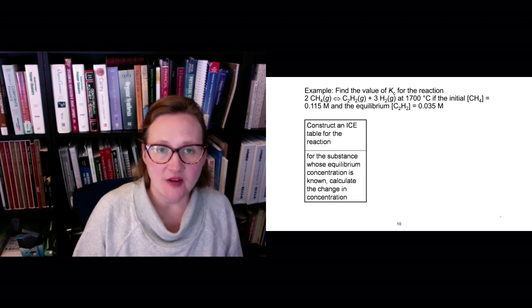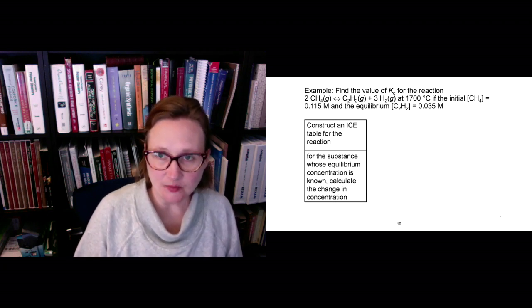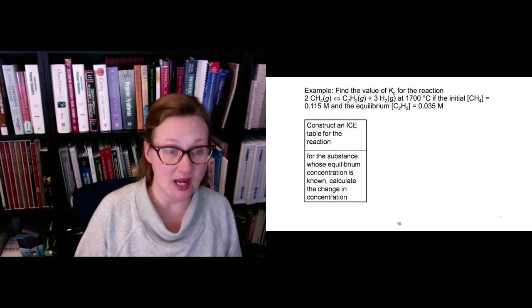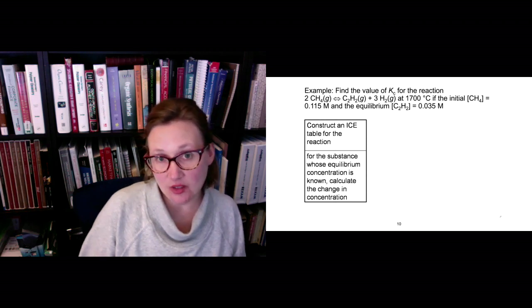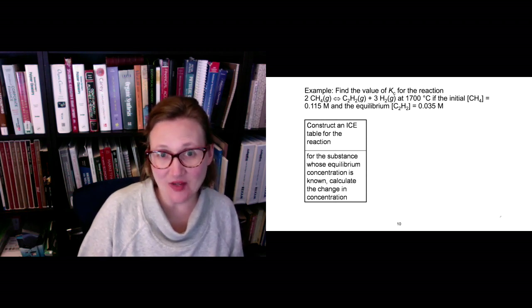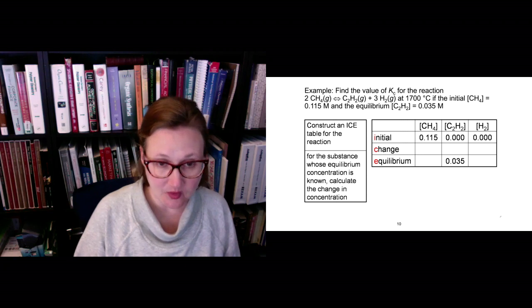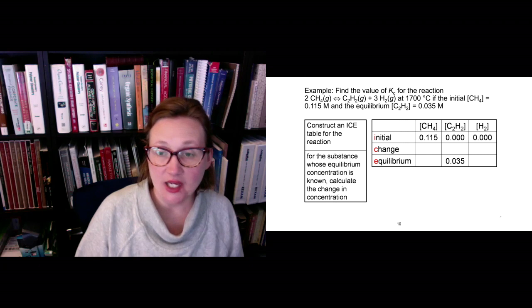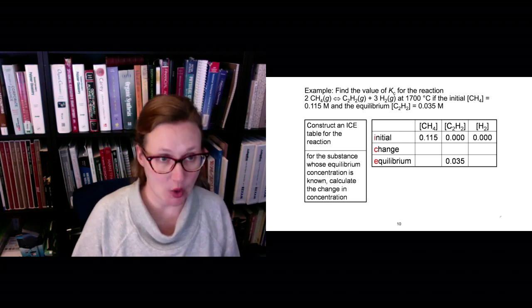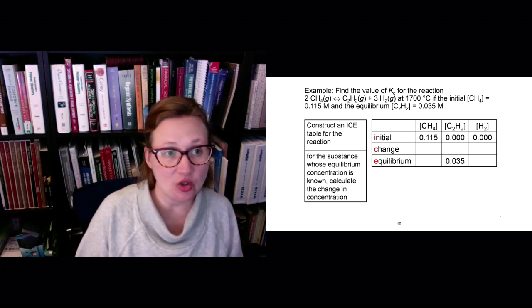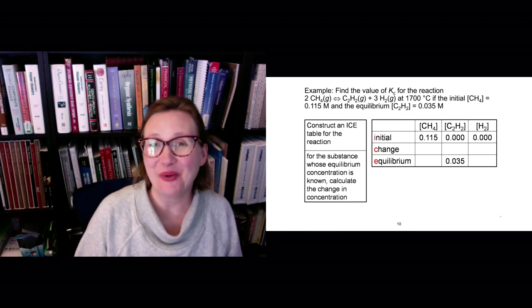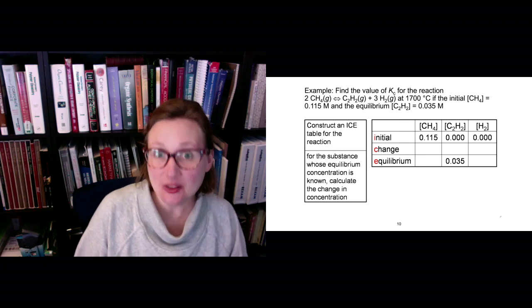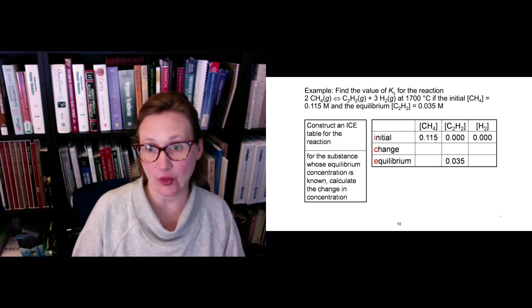All right, so here we're going to find the value of Kc for this reaction. So we have an initial concentration of a reactant, methane, and we have an equilibrium concentration of our product. Okay, so we have enough information to set up an ICE table. Remember, it's initial, change, equilibrium. So the first thing we're going to do is put in what we know. And what we know is that we have an initial concentration of 0.115 molar for the methane and an equilibrium concentration of 0.035.